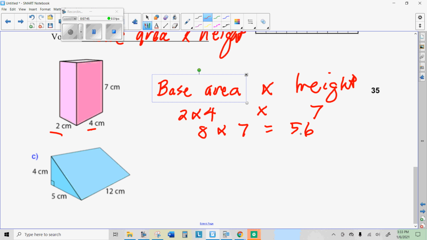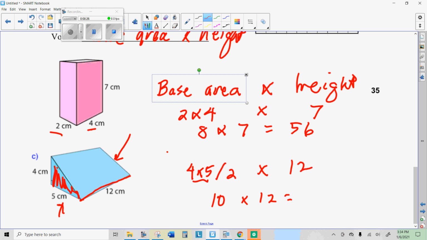Okay, on this triangle, it's the triangles that are the parallel bases. So there's another triangle exactly like this down here. So for the base area, I would find the area of this triangle. Since this is a right triangle, one of those dimensions is the height. So I would do 4 times 5, and then I would need to divide that by 2 because it's a triangle. And then I would multiply that by the other dimension. The distance between the two bases is always the height, so that would be 12. So 4 times 5 is 20, divided by 2 is 10, times 12 is 120.